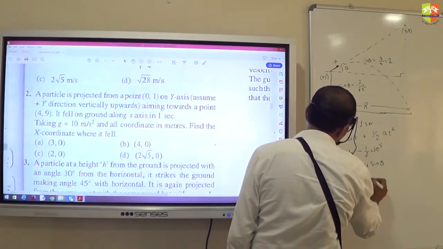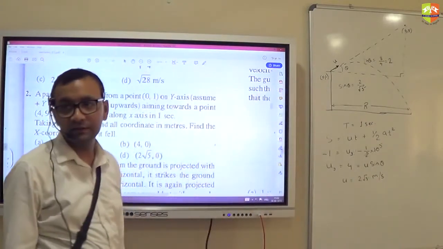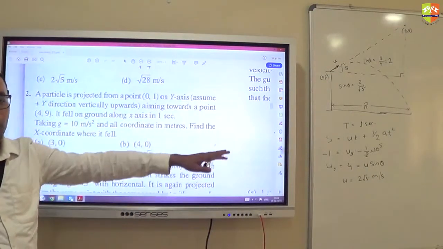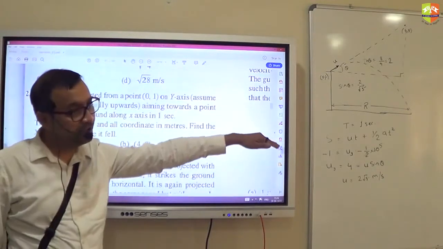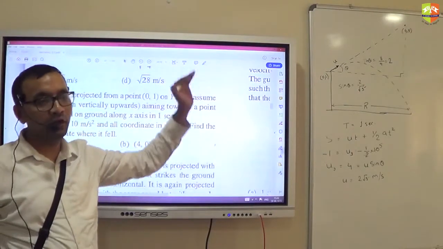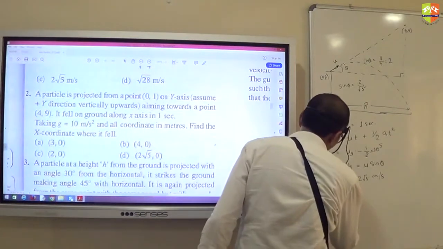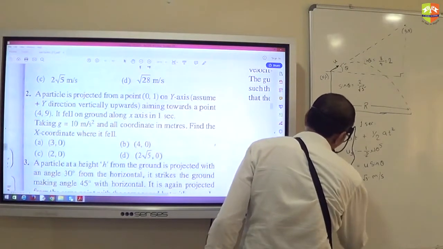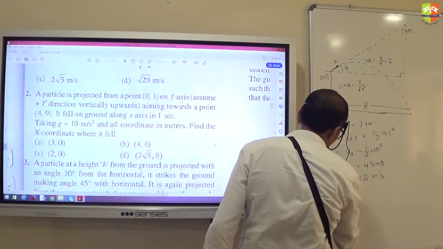So velocity along x axis is what? This into cos theta. Yes or no? 2 root 5 cos theta is velocity along x axis. So ux is 2 root 5 into cos theta, which is 1 by root 5. So 2 meter per second is ux.